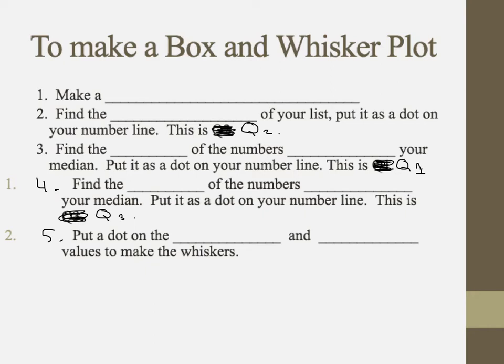Continue to fill in the blanks on your notes, and notice on your notes you're actually missing step number 5, so you're going to need to write down the whole sentence for step number 5. So let's go back up here to step 1. Step 1, to make a box and whisker plot, you're going to make a number line. Step 2, find the median of your list and put it as a dot on the number line. That median is going to represent your Q2, your quartile 2.